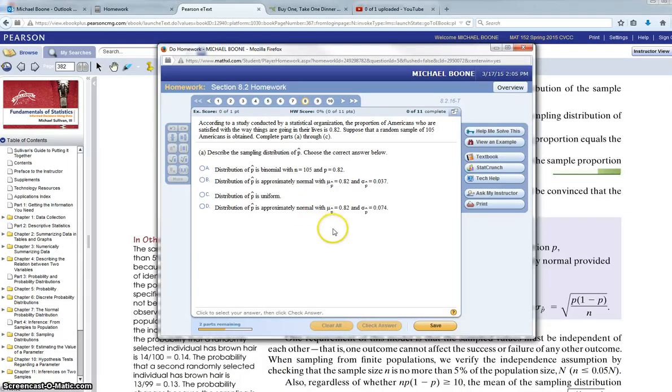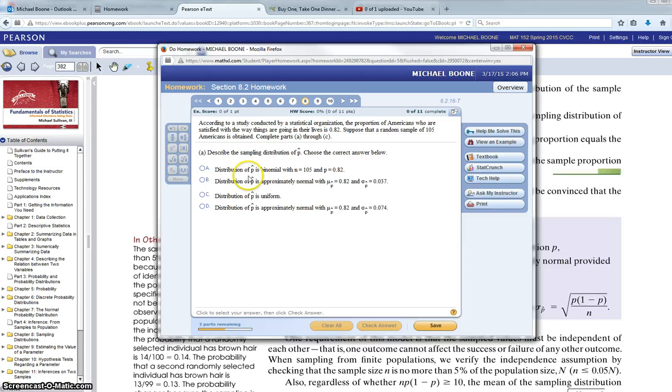So let's see if we can look at a problem and see what they're trying to ask us. Again, we're going to use our StatCrunch and technology on this one. According to a study conducted by a statistical organization, the proportion of Americans who are satisfied with the way things are going in their lives is 0.82. So this is our P. This is not a sample. This is what they think the proportion of Americans is. So this is our population proportion, 0.82. Suppose that a random sample of 105 Americans is obtained, and then we complete parts A through C.